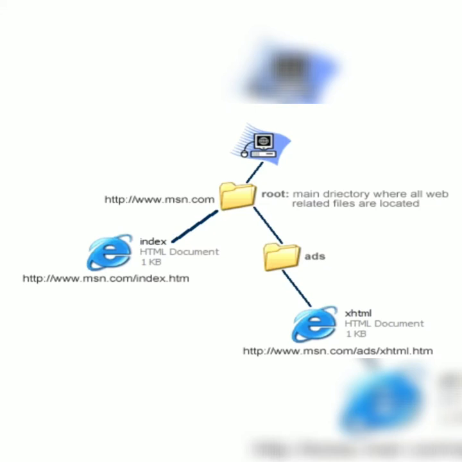Suppose you are moving to a particular folder and accessing a file inside that folder, you'll have a web address like http://www.msn.com/ads/xhtml. That is an HTML file. Here you are accessing a file inside the folder, so you will have a web address like this. This is an example for a relative URL. That is, a relative URL will have the file name or the folder name with the file name. It contains only the partial address of a document.